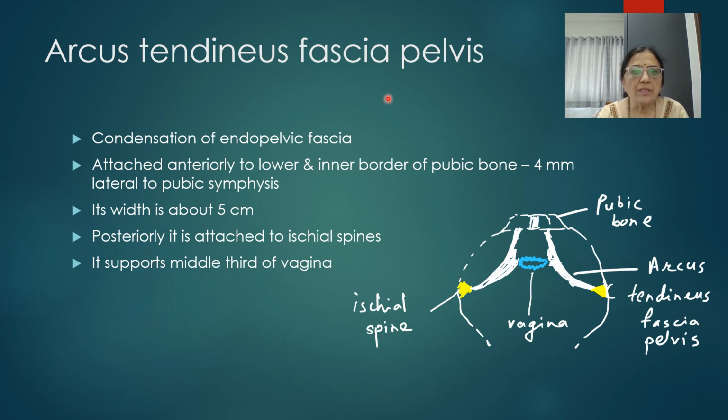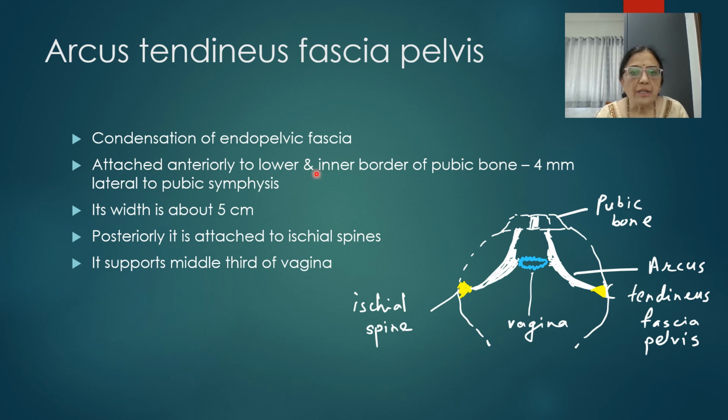Now, what is arcus tendineus fascia pelvis? It is condensation of endopelvic fascia. Endopelvic fascia is the tissue which is present in the pelvis, and wherever vessels are there, there is condensation. Wherever nerves are running, there is a condensation of this fascia, and that is how we get various structures such as the uterosacral ligament and cardinal ligament as well as this arcus tendineus fascia pelvis. So it contains mainly fibrous tissue.